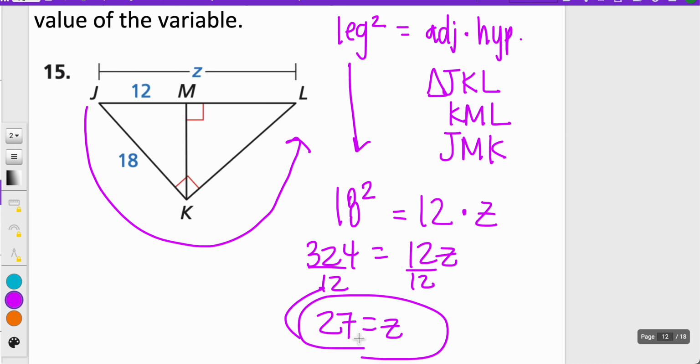Okay, that'll conclude our quiz review on 9.1 through 9.3. Hopefully this helped you clear some things up.